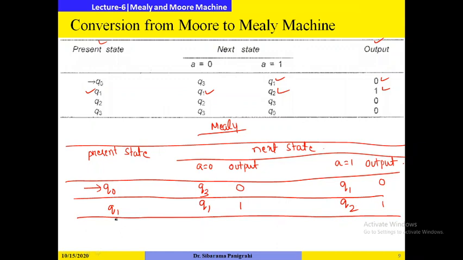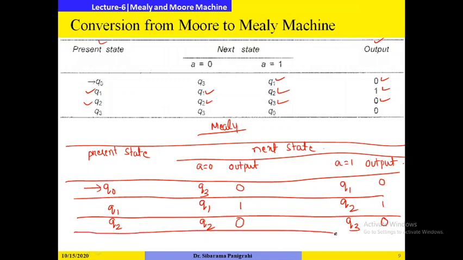Next, let me go through Q2. Q2 by taking 0 as input, what is the next state? The next state is Q2, right? So here Q2 by taking 1 as input, what is the next state? Here I will write Q3. Now output, Q2 by taking both the 0 and 1 as input, what is the output? Output is always 0. So for input A equal to 0, the output is 0. For input A equal to 1, the output is 0.